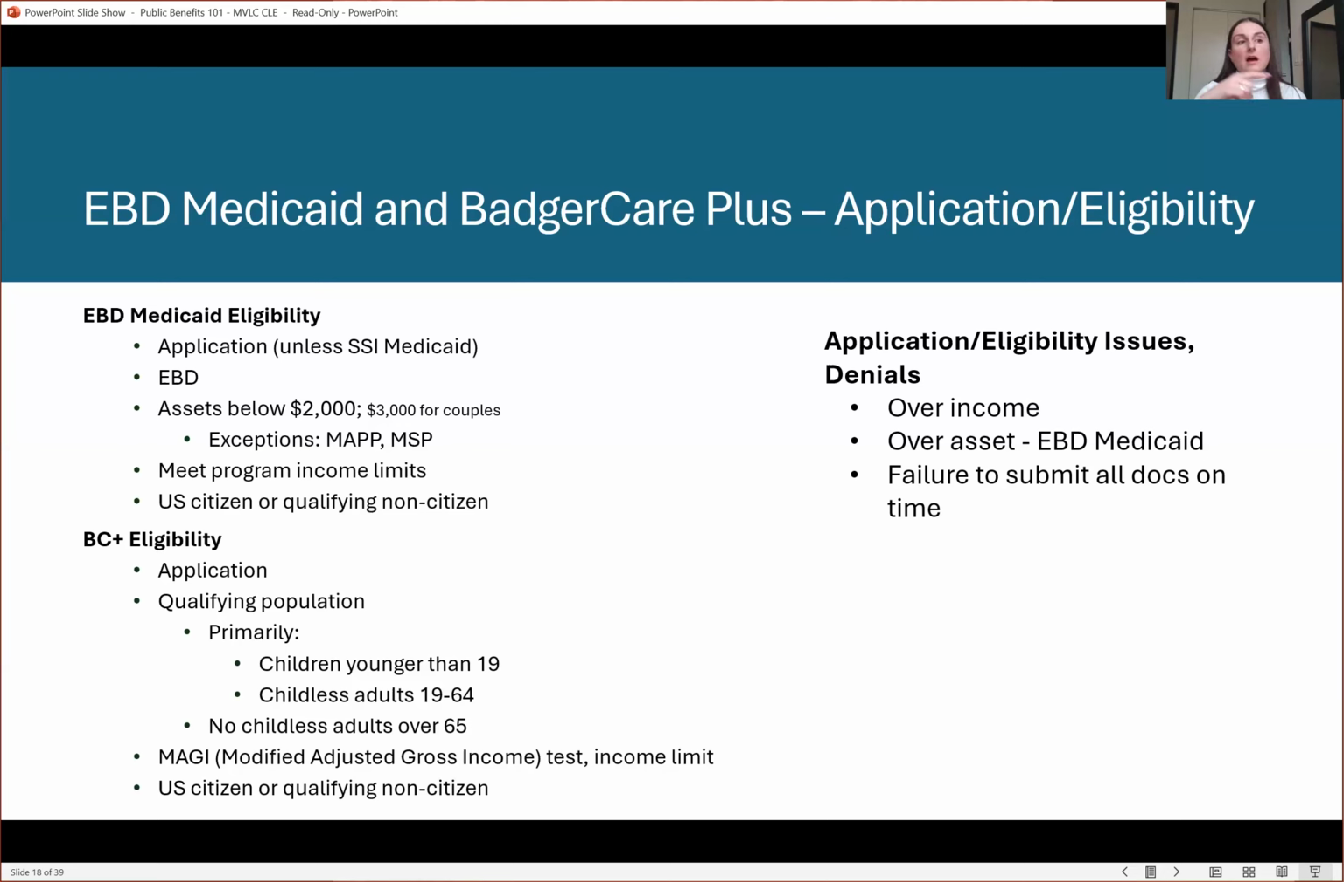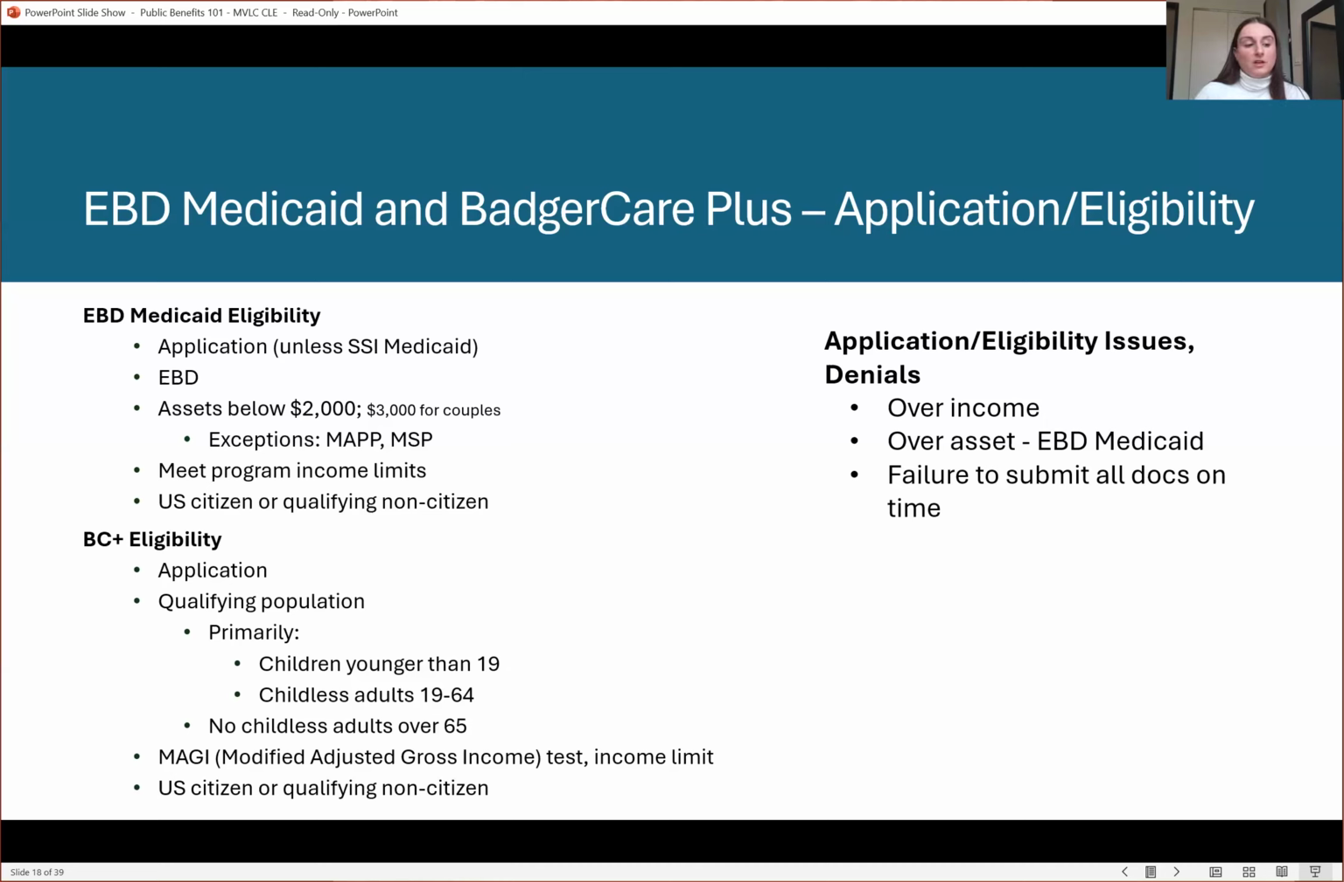And just like with SSI, I put that little cheat sheet that Matt created in one of the following slides. And then you need to be a US citizen or qualifying non-citizen. Badger Care Plus, the only real difference is no asset limit. The income test is slightly different. Well, it's different for sure. And then you need to be a part of one of the qualifying populations.